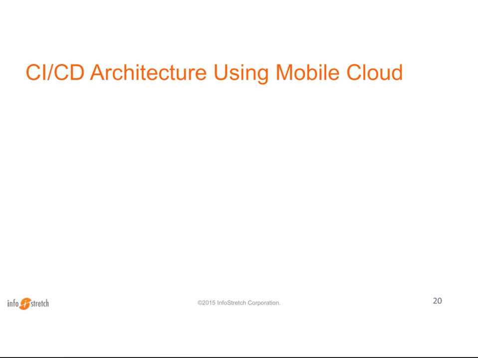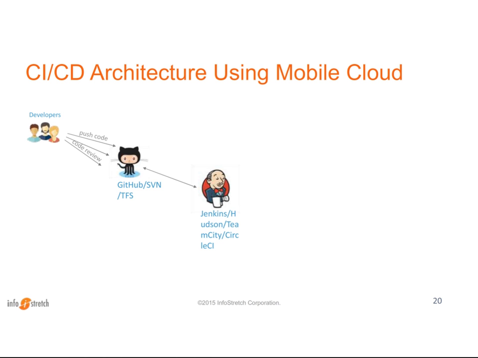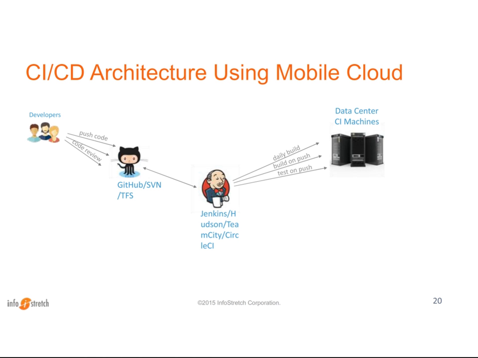Now, how would a CI/CD architecture using the mobile cloud look, right? As we said, there is a source control system, where developers will be checking their code into Git or SVN, and that will initiate a job on my CI server like Jenkins, which will create some builds for me. As you can see, there are daily builds or nightly builds. Then a build is created on push of code from my Git or Stash, and we test on the push.